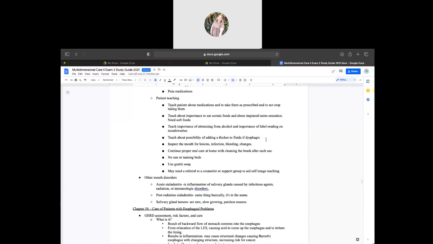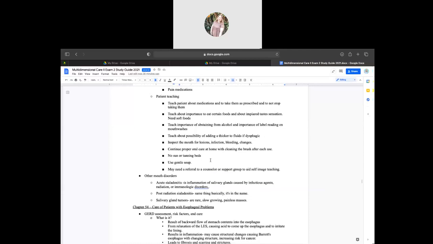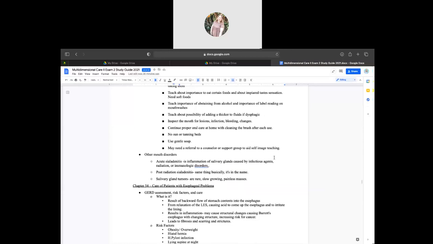You want to make sure that they always inspect their mouth for any changes or bleeding or lesions. Remember, you want to also continue the proper oral care at home after each use. Remember, no sun or tanning beds with certain types of therapies. Use gentle soap. They may need support groups if they need help with self-image.